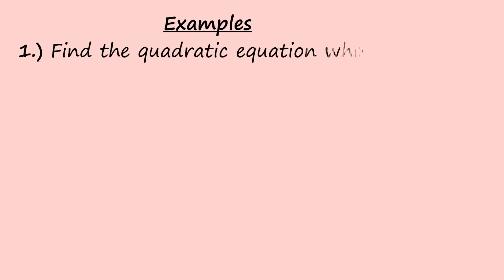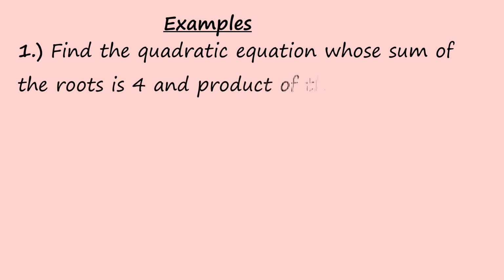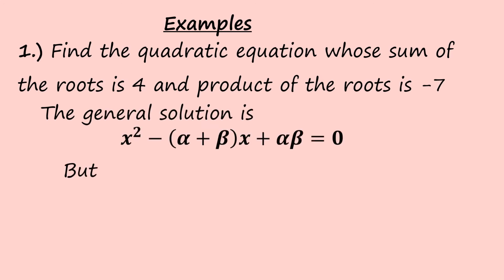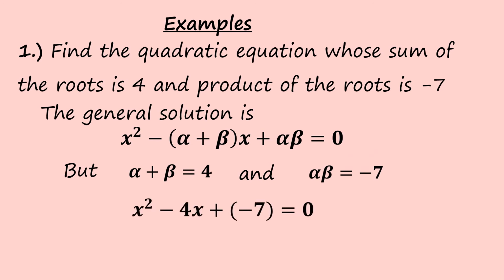We're going to consider some examples. Our first example is to find the quadratic equation whose sum of the roots is 4 and the product of the roots is minus 7. The general solution is x squared minus (alpha plus beta)x plus alpha beta equals 0. But we know that alpha plus beta is 4 and alpha beta is minus 7. When we plug these two values in, we have x squared minus 4x plus (minus 7) equals 0. Then we have x squared minus 4x minus 7 equals 0.